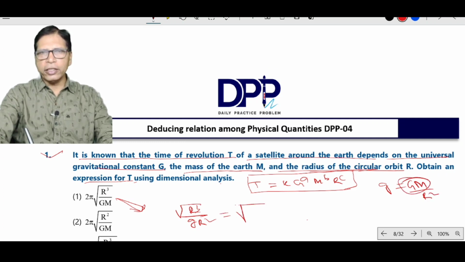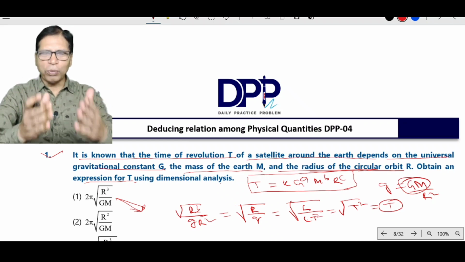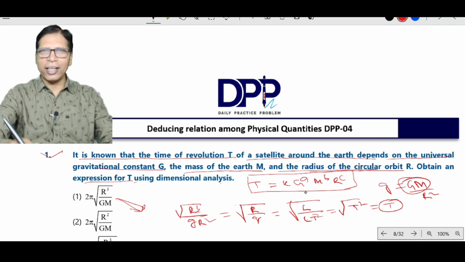So look at this. This is the root of r by g. Dimension of r is L, and dimension of g is L T minus 2. So look at this. This is the dimension of T square. So this is T. This represents time, that is the period. Okay. So option 1 is correct.